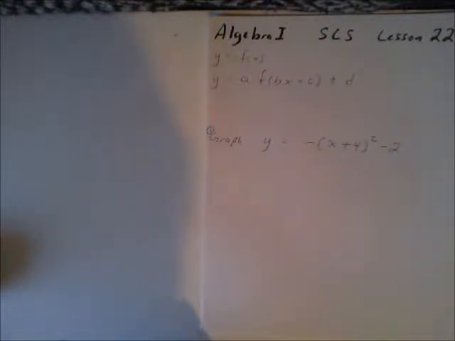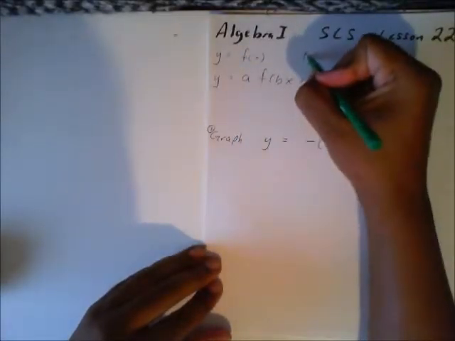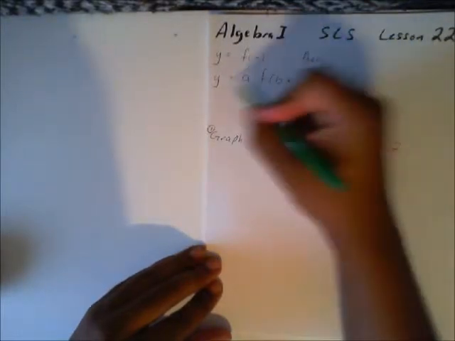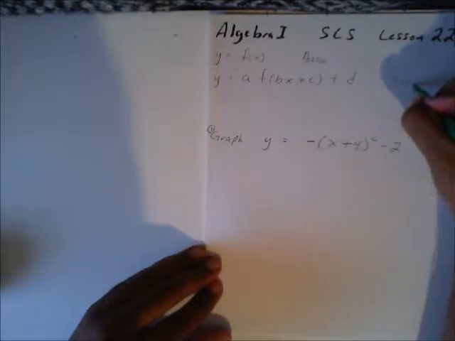We want to make a transformation. This right here represents the basic function. This will represent, with all the parameters here, the transformation.